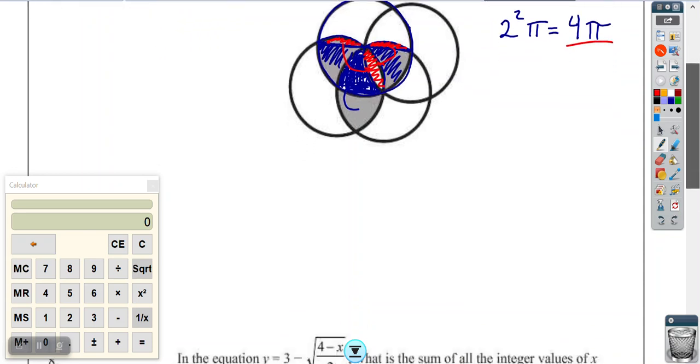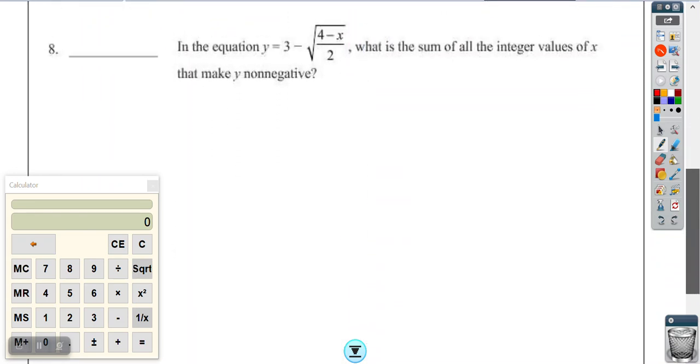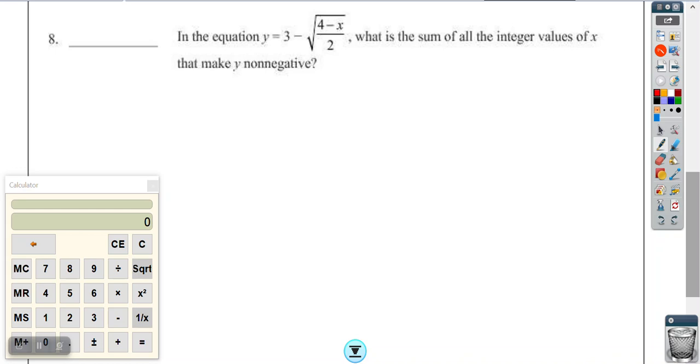Normally when you get a problem that's quick, the next one's going to be a bear. All right, so here we go. In the equation, y equals 3 minus the square root of 4 minus x over 2, what is the sum? So I'm adding all the integer values of x. Integer, so we only look for whole numbers. That will make y a non-negative number.